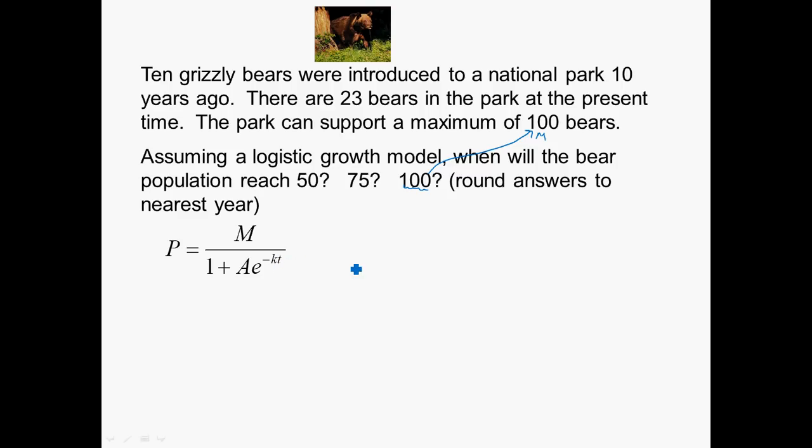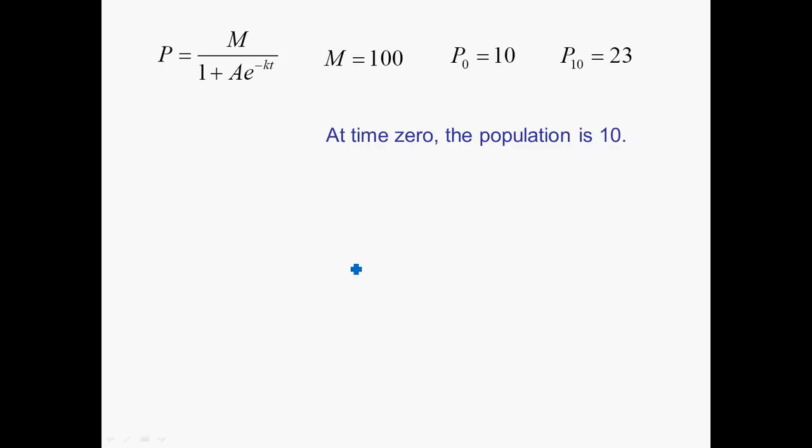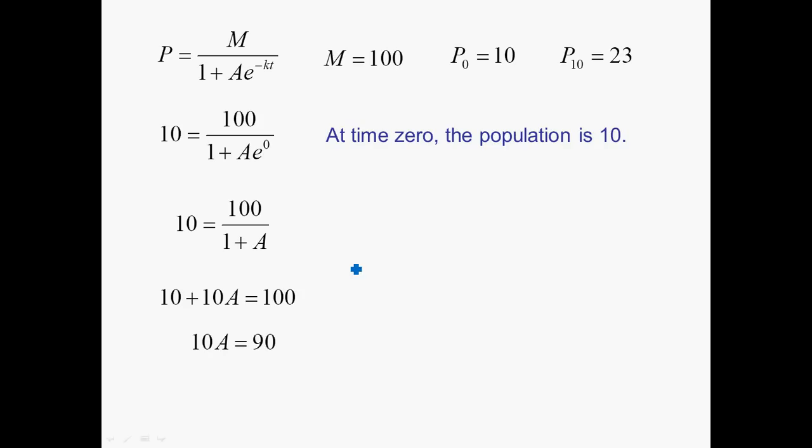This is the model, and just like I did on the warm-up, the first thing I do is start with this model and use my initial condition, my carrying capacity and my second point. Right, 10 years later, there are 23 bears. And this is just algebra. This is no calculus yet, right? So put 10 and 0. Nice example because A is 9.